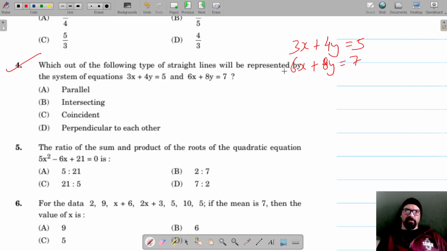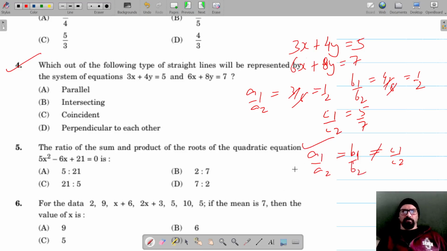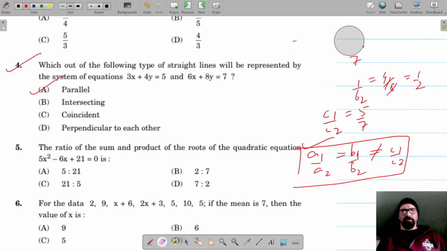So let's try to find out the ratio of the coefficients of the variables. a1 by a2 is 3 by 6, which is 1 by 2. b1 by b2 is 4 by 8, which is 1 by 2. And c1 by c2 is equal to 5 by 7. So a1 upon a2 is equal to b1 upon b2 is not equal to c1 upon c2, and this is the condition for parallel lines. So that means the given set of equations represents parallel lines.